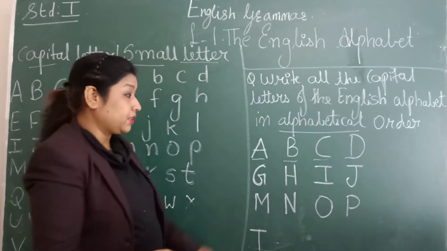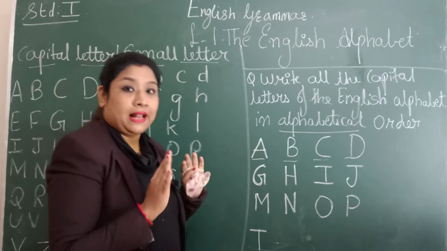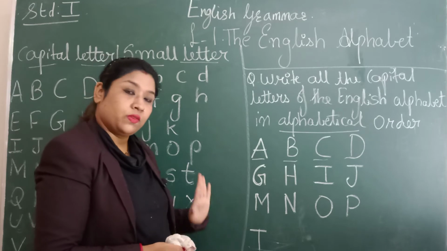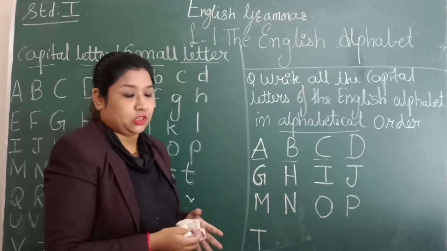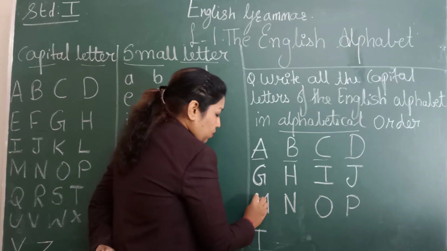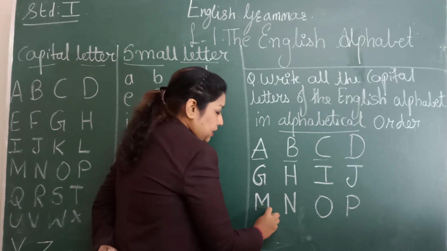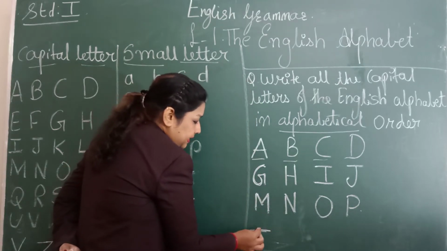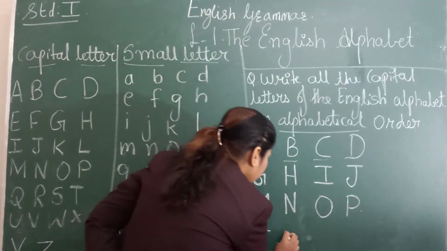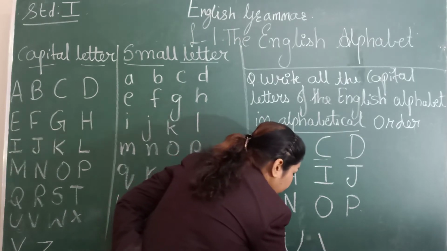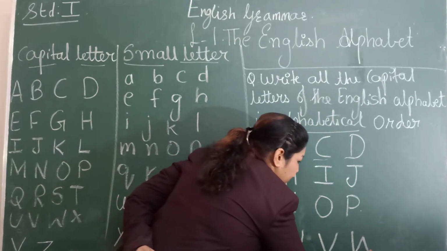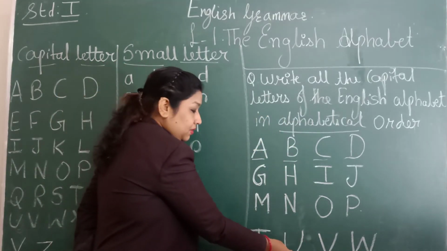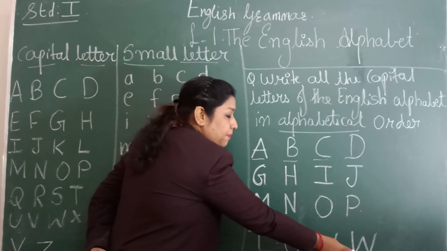Even you have to see whether the letters are capital or small letters. Okay. So these are capitals. So we will write the capitals only in alphabetical order. So we have written capital M, N, capital O and capital P. So this is capital T, U, V and W. Capital T, capital U, capital V and capital W.